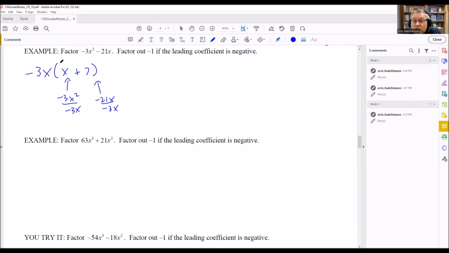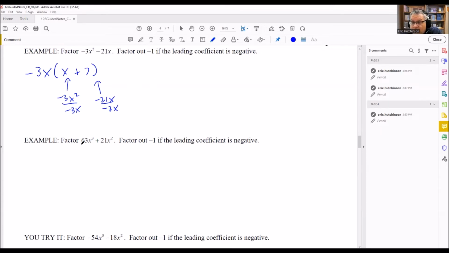Again, you can always multiply this back through to see if you did it correct. And if you multiply and distribute this through, you will get what you started with. So that's correct. So the reason why we did factor out negative is because it actually says in the instructions, factor out -1 if the leading coefficient is negative. So that's why we did that.